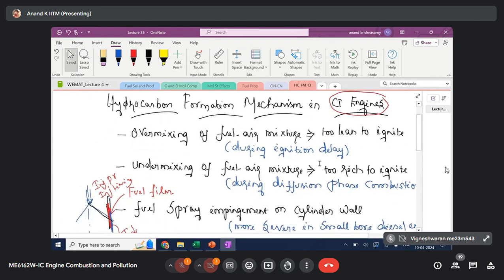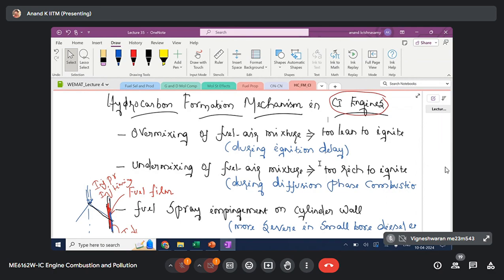Okay, so now we are going to look at the mechanisms involved in forming HC in CI engines. As we have already discussed, HC levels in CI engines are considerably low compared to SI engines because they are not operated with a rich mixture. The overall equivalence ratio is on the lean side, so you use excess air, with more air available in the cylinder, which reduces the overall HC emission from the diesel engine. So HC, unlike NOx and particulate, is not a major pollutant from a CI engine, but nevertheless, we need to look at the mechanisms involved.